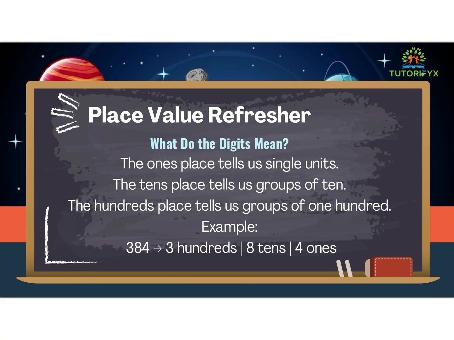So before we get into rounding, we have to have a really solid understanding of place value. So let's look at the number 384. The 4 is in the ones place, the 8 is in the tens place, and the 3 is in the hundreds place. These digits are going to tell us what to round to, so you have to have a solid understanding of place value before we move on to that next lesson.